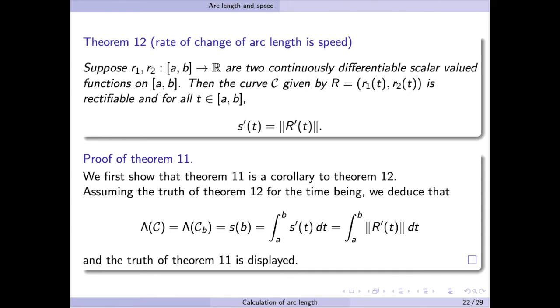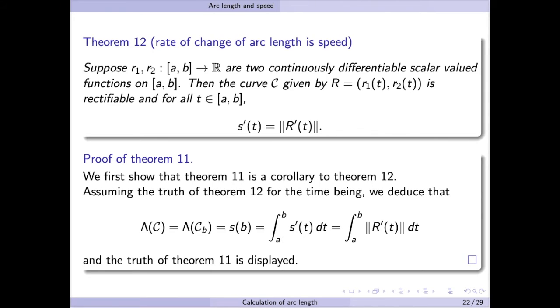So again, we make the same assumptions as before. r1 and r2 are two scalar valued functions on the interval [a, b] that are continuously differentiable, and the curve given by r equal to (r1 of t, r2 of t) is rectifiable for all t in [a, b], and moreover, s prime of t, which is the rate of change of arc length, is equal to the speed of the parameterization, which is the norm of r prime of t. Now, just as I said a few seconds ago, we will now use this theorem 12 to prove theorem 11.